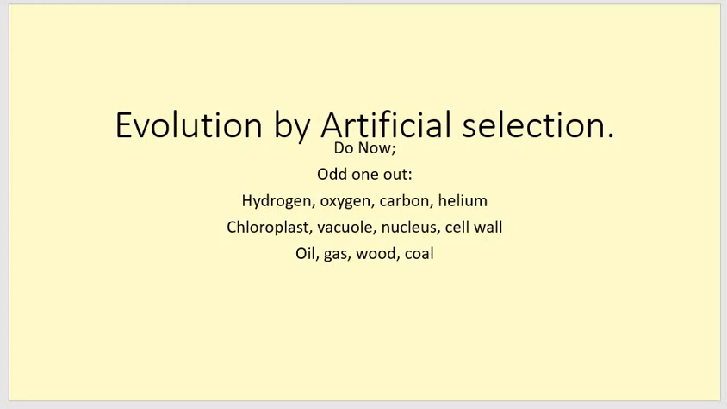You've got a do now on the first slide. Remember, you can pause the video while you answer the question. You've got to find the odd one out in each row. The answers follow on the next slide. So remember, pause it while you answer, then have a look to the next slide to see if you got it right.